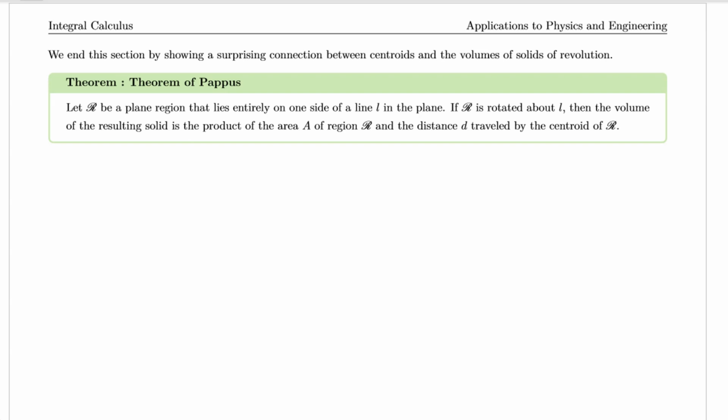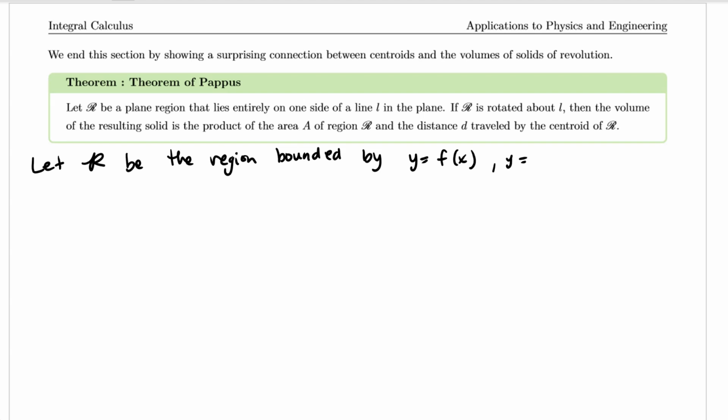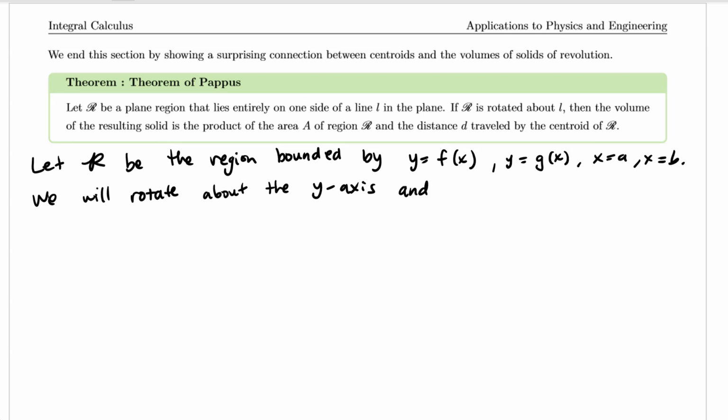So we're going to do a quick proof of this theorem. And we're going to say let R be the region bounded by y equals f of x, y equals g of x, x equals a, and x equals b. We will rotate about the y-axis and use the shell method.